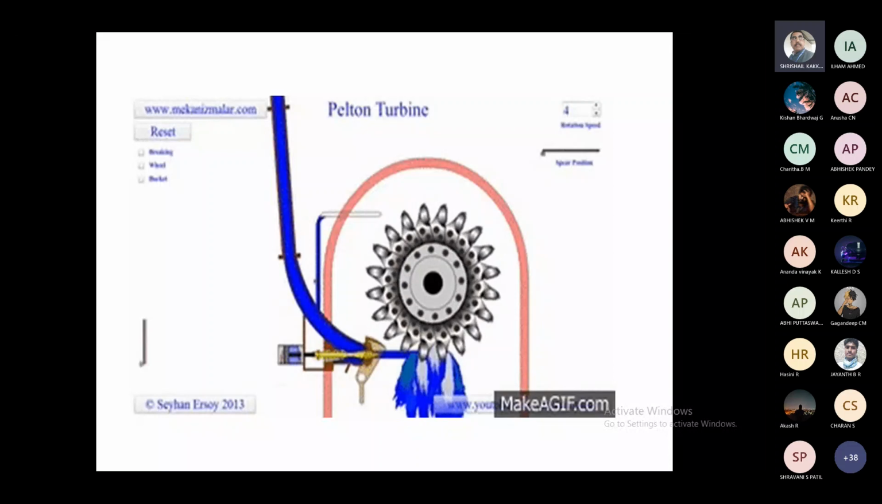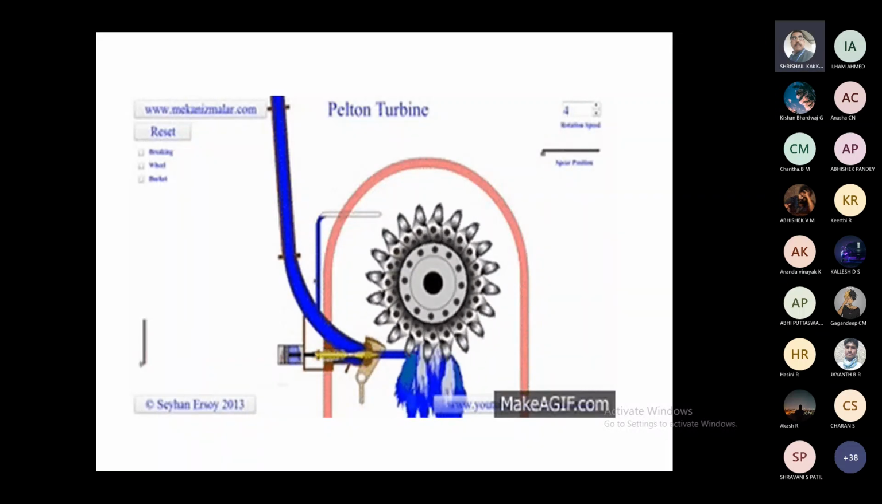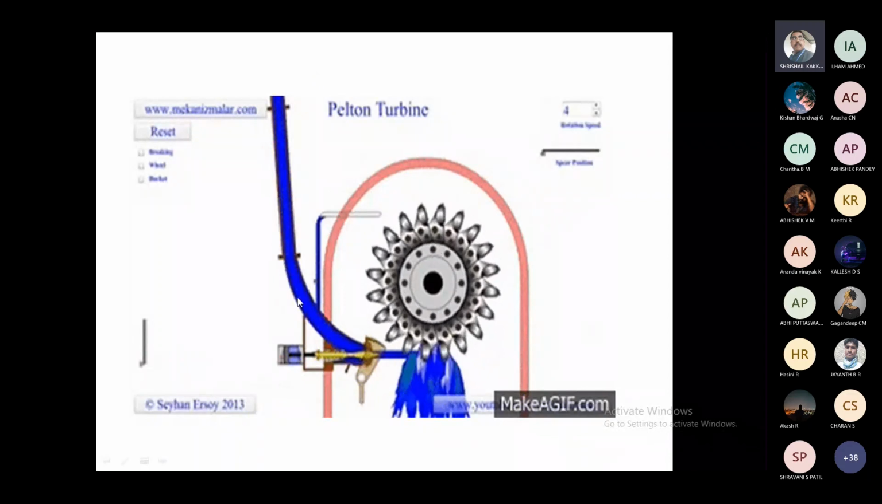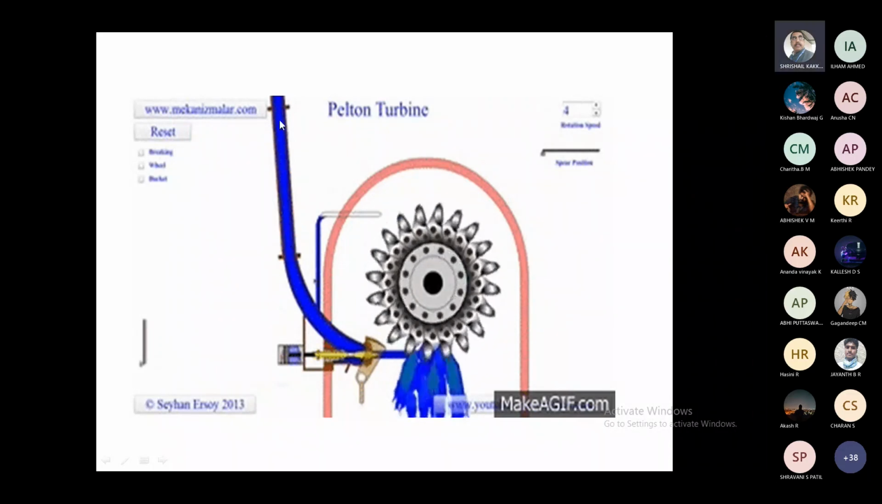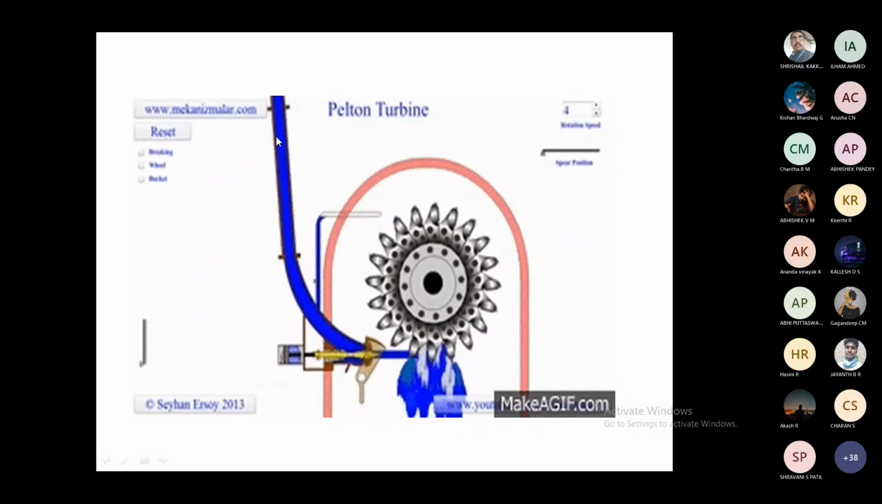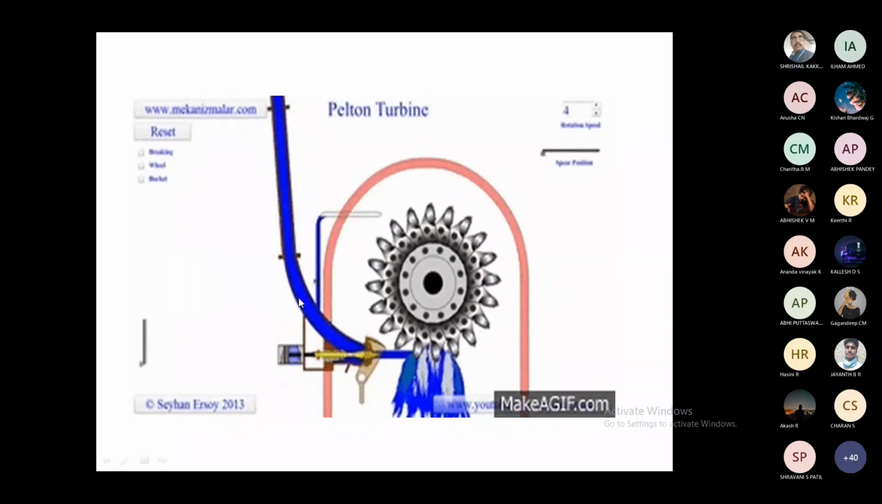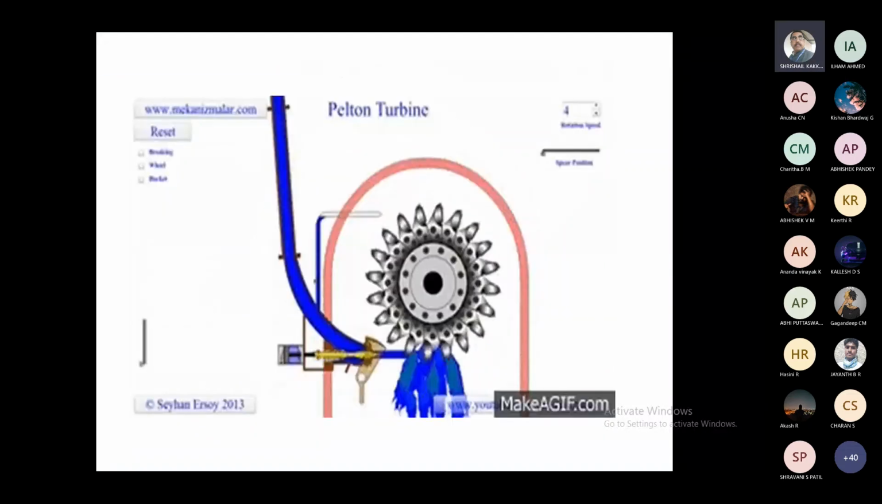Once again, I will be explaining it. The water which is available in the reservoir will be having a lot of potential energy. While it is flowing through this pipe, what are these pipes called? What is the name of this pipe? Anyone? Just now I showed. Okay, penstock. It is called a penstock.